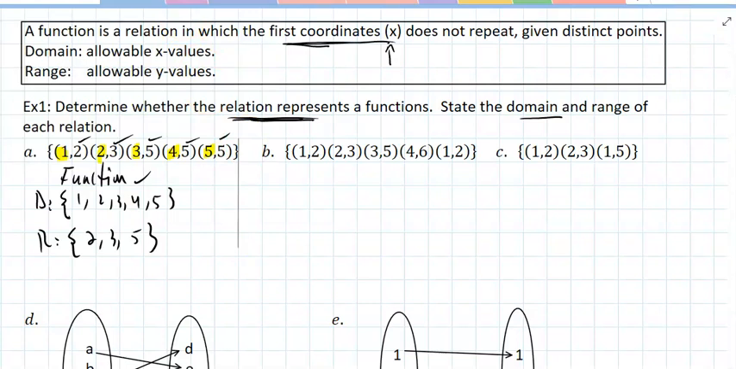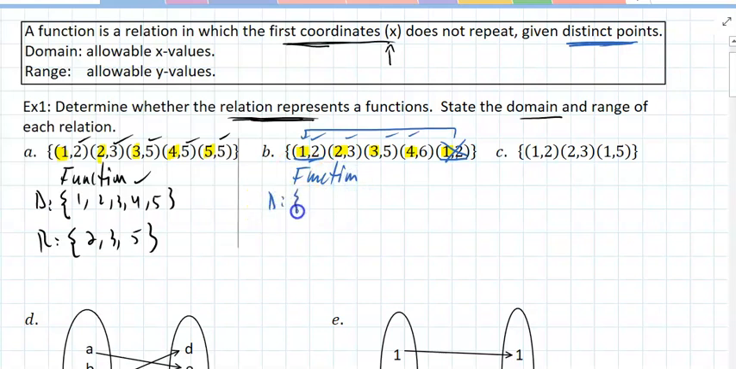How about example B? Example B, I'm trying to determine if this is a function or not. 1, 2, 3, 4. 1, it repeats. But do you notice this point and that point are exactly the same? So somebody listed the same point twice. They're not distinct. So that doesn't count. This relation only consists of those 4 points. So since that is identical to this, it doesn't count. So in this case, we say, well, that's a function.